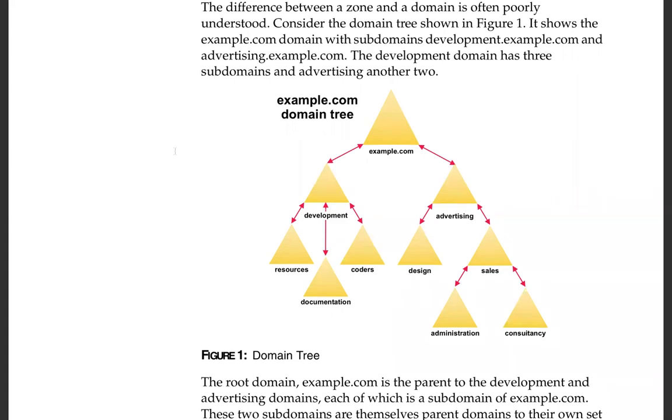It's a domain. Someone asked: what makes it a domain structure? Okay, now we are digesting, please. Take your time. Example.com is the main domain. So let me cite an example.